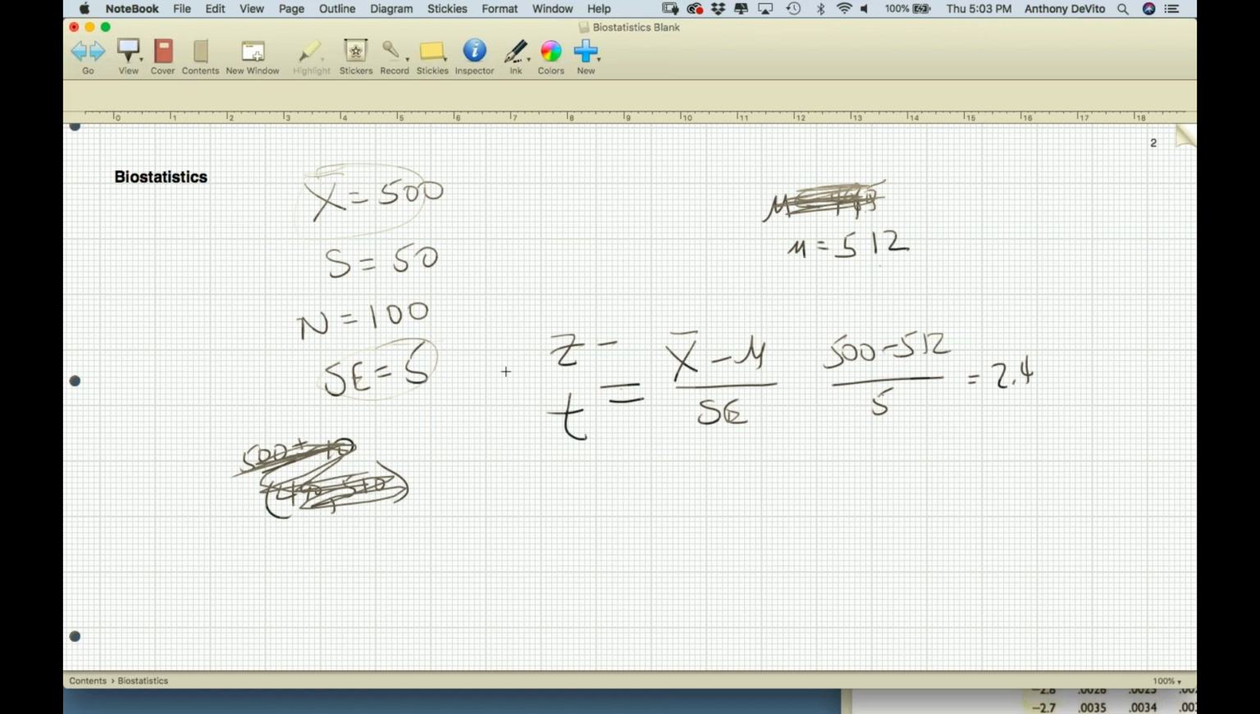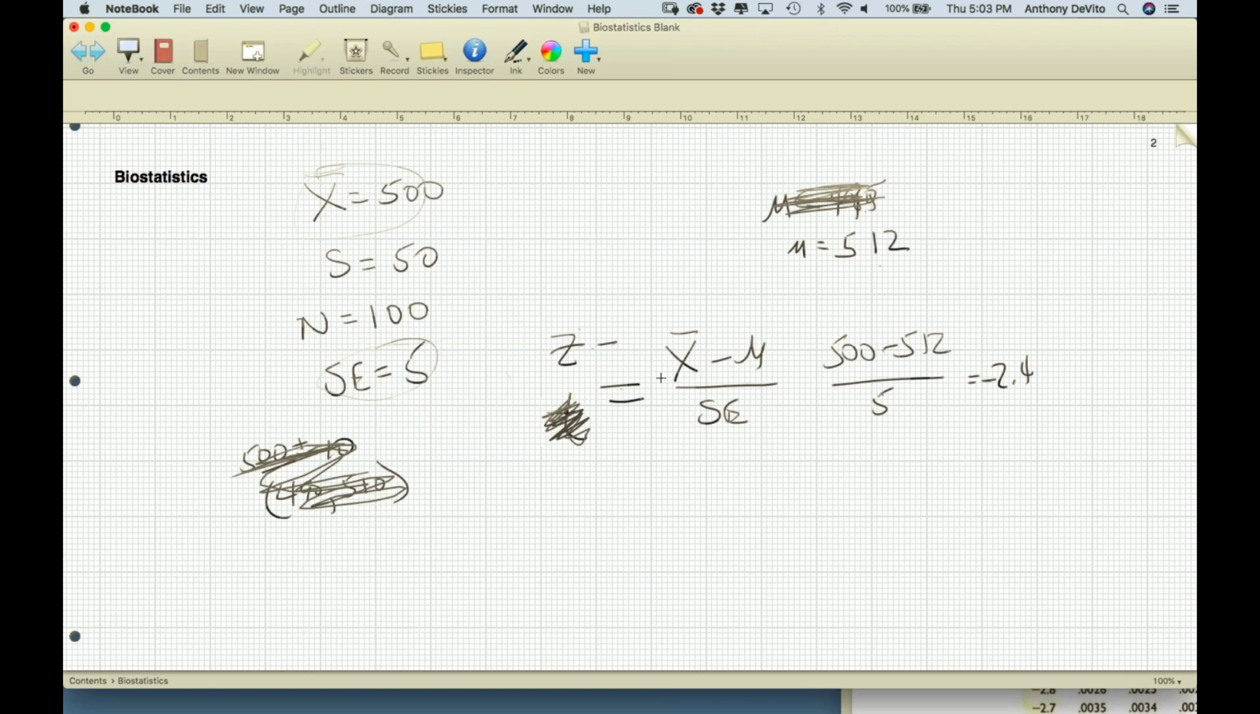Now, because it's a big negative, it doesn't really matter. No, negative is good. I'm glad you brought that up. It doesn't matter, but I like negative because it's going to be easier for us. I'm going to erase T because I'm going to use Z, since my sample size is so big. We'll worry about T in a second.